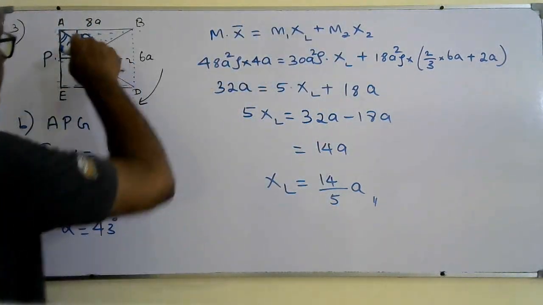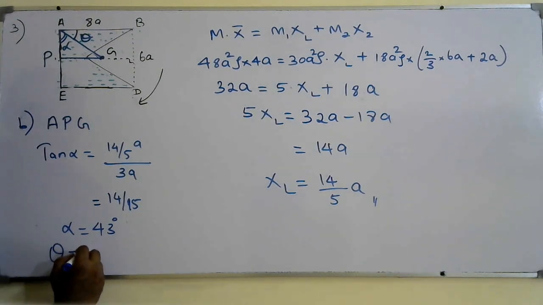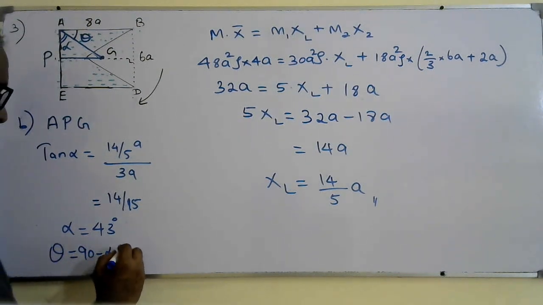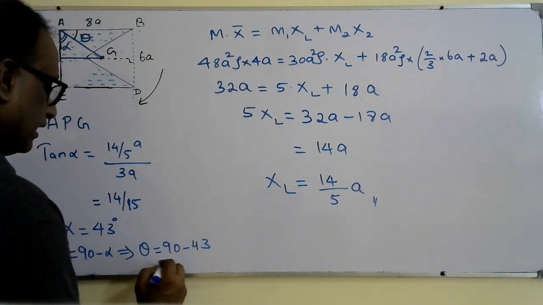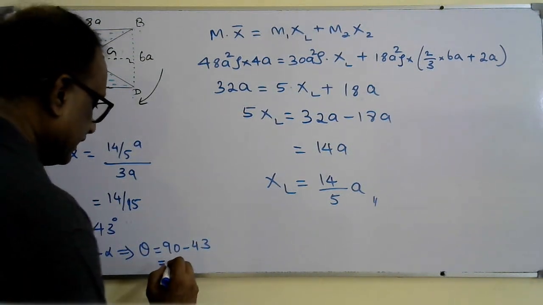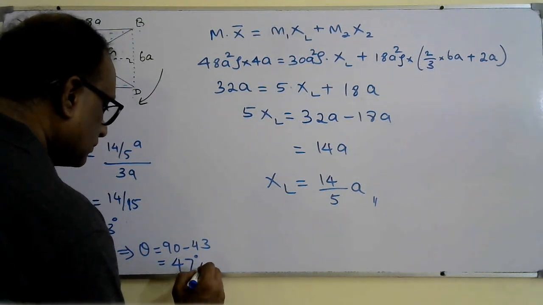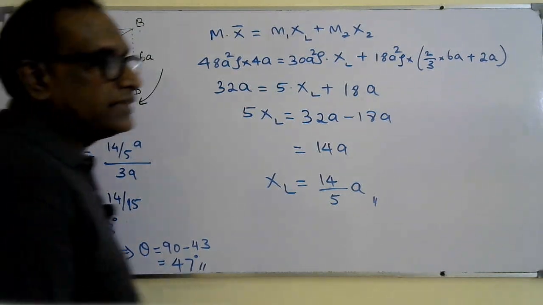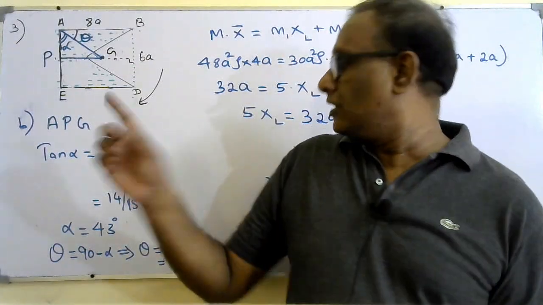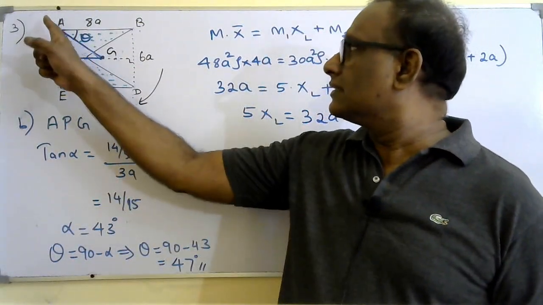But we need to find the theta. So theta is going to be 90 minus alpha, so 90 minus 43. That will be 47 degrees. That's the answer. So the angle of line AB with the vertical is 47 degrees. Vertical means the line AG.